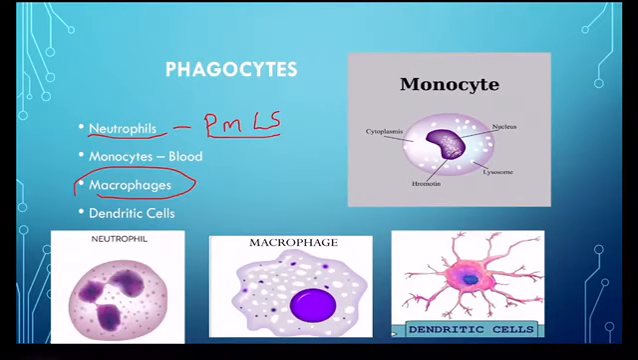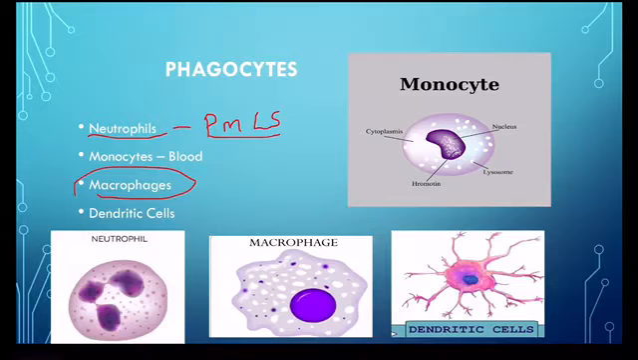Macrophages are the histiocytes. Histiocytes means the monocytes in the connective tissues. So macrophages are histiocytes, which are the wandering amoeboid cells seen in the tissues. These monocytes and macrophages also originate from the myeloid progenitor cells.